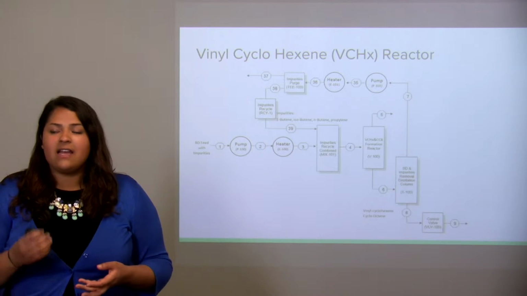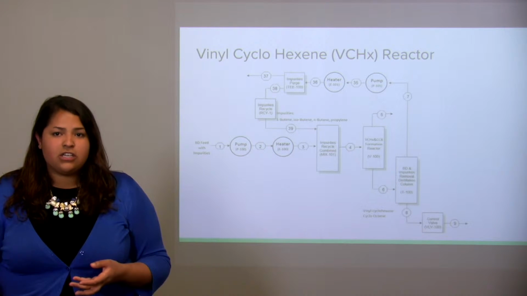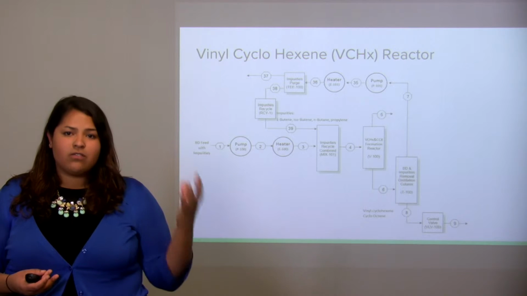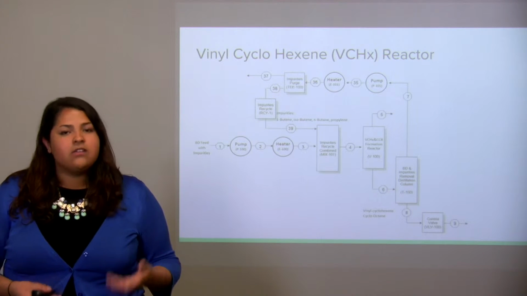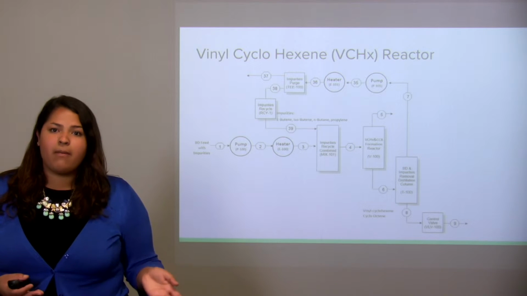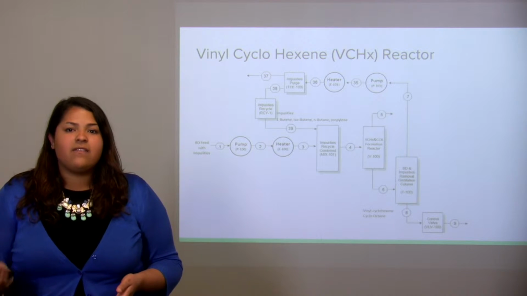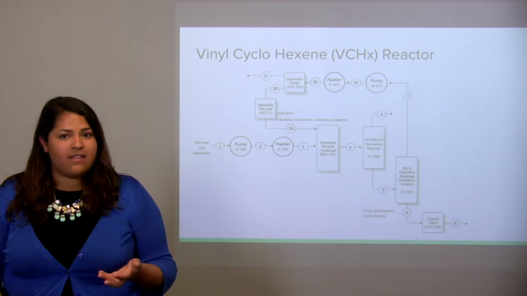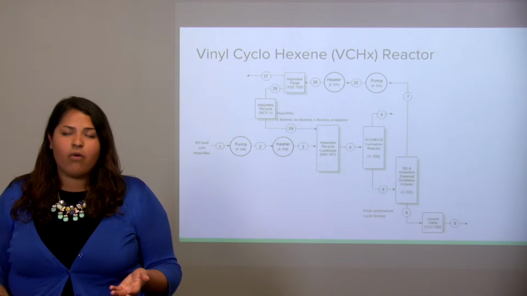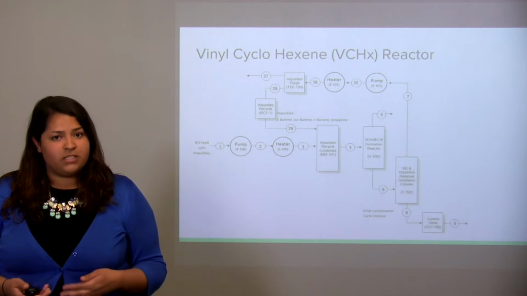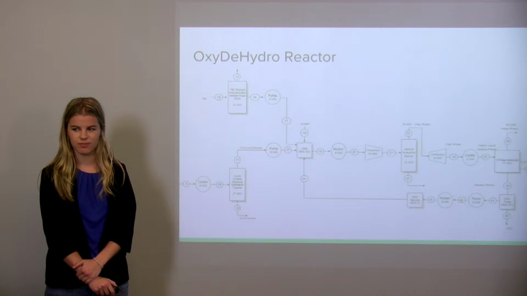So we then send that stream into a distillation column where the butadiene and impurities are recycled back into the feed, so that we can reuse some of our byproducts. And then the vinyl cyclohexene and cyclooctane, which is, again, that side product we were talking about before, comes out and goes to the next portion of our process.